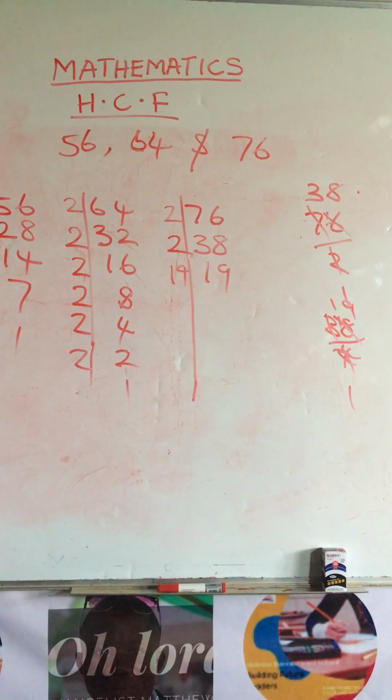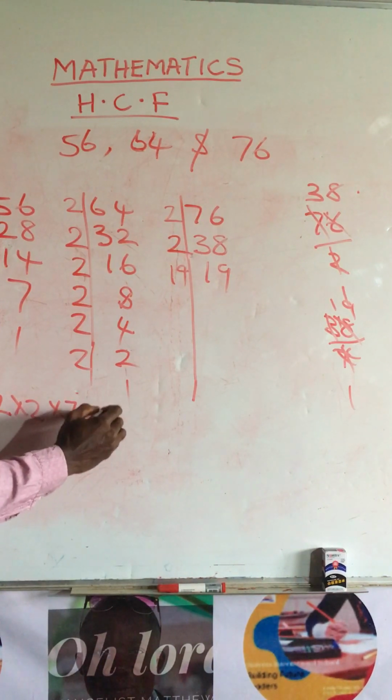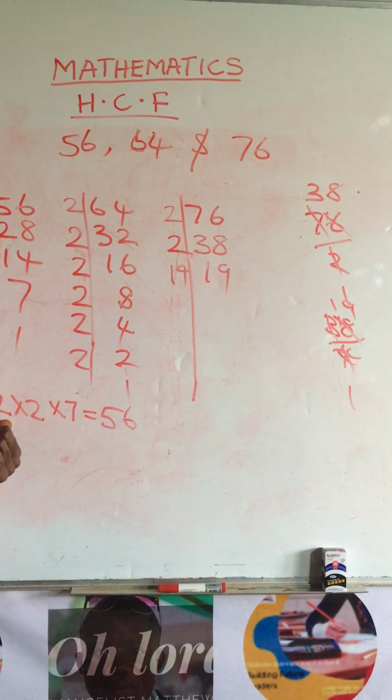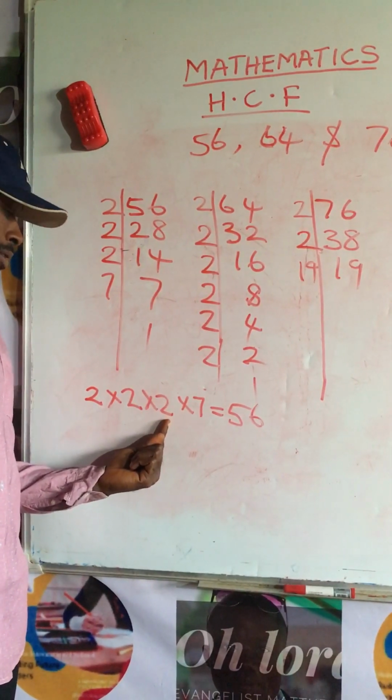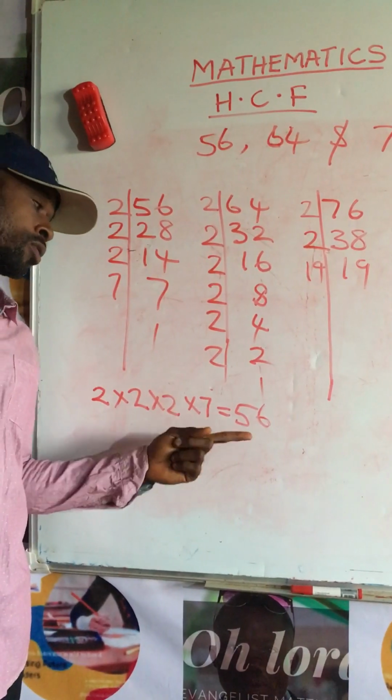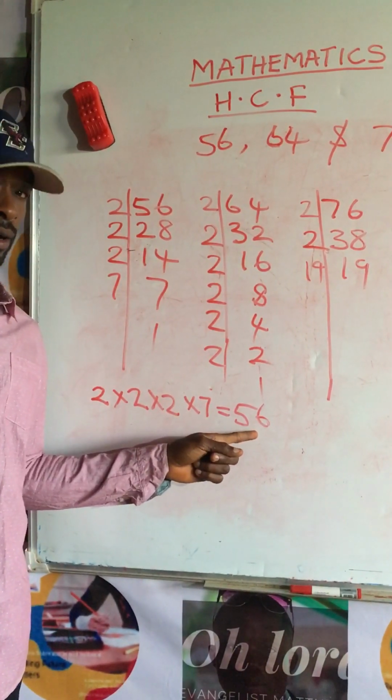So we have 2 times 2 times 2 times 7 is equal to 56. 2 times 2, 4. 4 times 2, 8. 8 times 7 gives you 56. That means that we are correct.